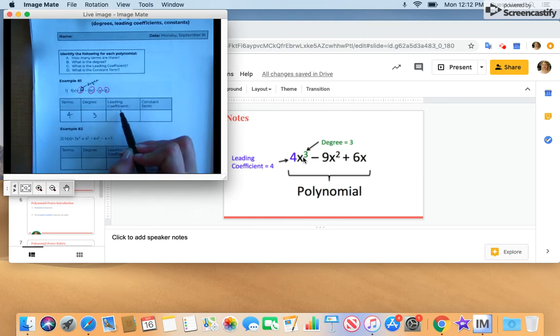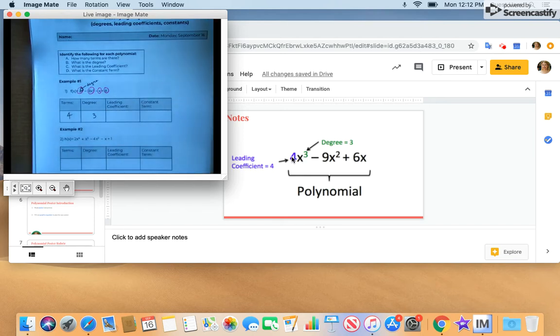Okay, the leading coefficient is going to be the coefficient that's in front of the x with the highest power. So here in this example, x cubed is the highest power, and 4 is the coefficient in front of the x cubed. So that would be the leading coefficient.